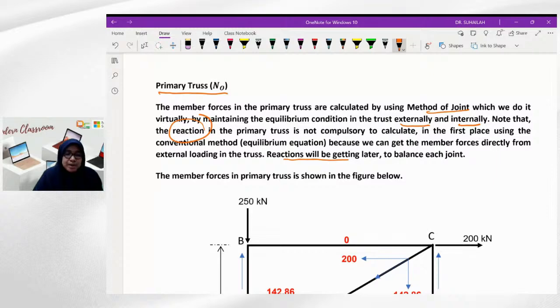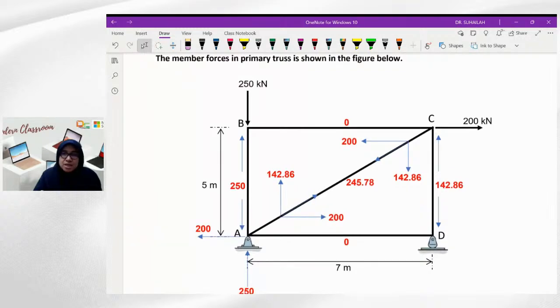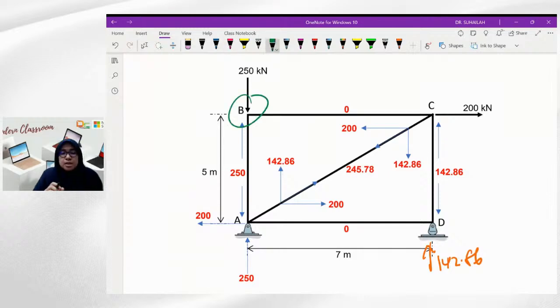Okay, the member forces in the primary truss are shown in this figure. So these are the member forces that we calculate using the easy method, so we can check. Okay, I forgot to put another value here. This is 142.86. Okay, so actually I start from B.